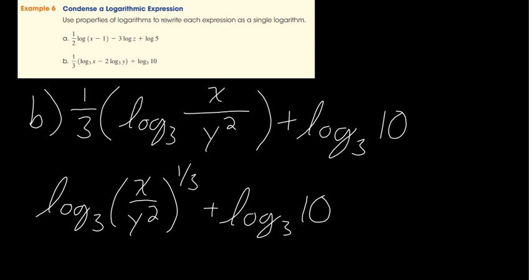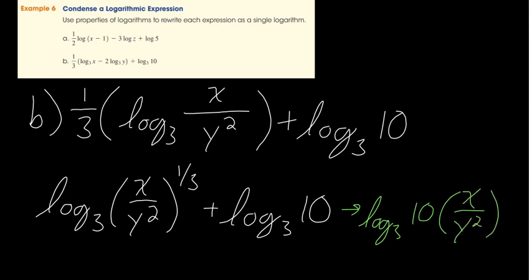Lastly, I'm sure we can fit this one in here as well. Since we have the same bases and we have the addition sign, we know that we're going to be multiplying our arguments together. So we're multiplying this 10 by this argument here. So it's simply going to be log base 3 of 10 multiplied by x over y squared to the 1/3. That does look like a ridiculous solution, but it is what it is.